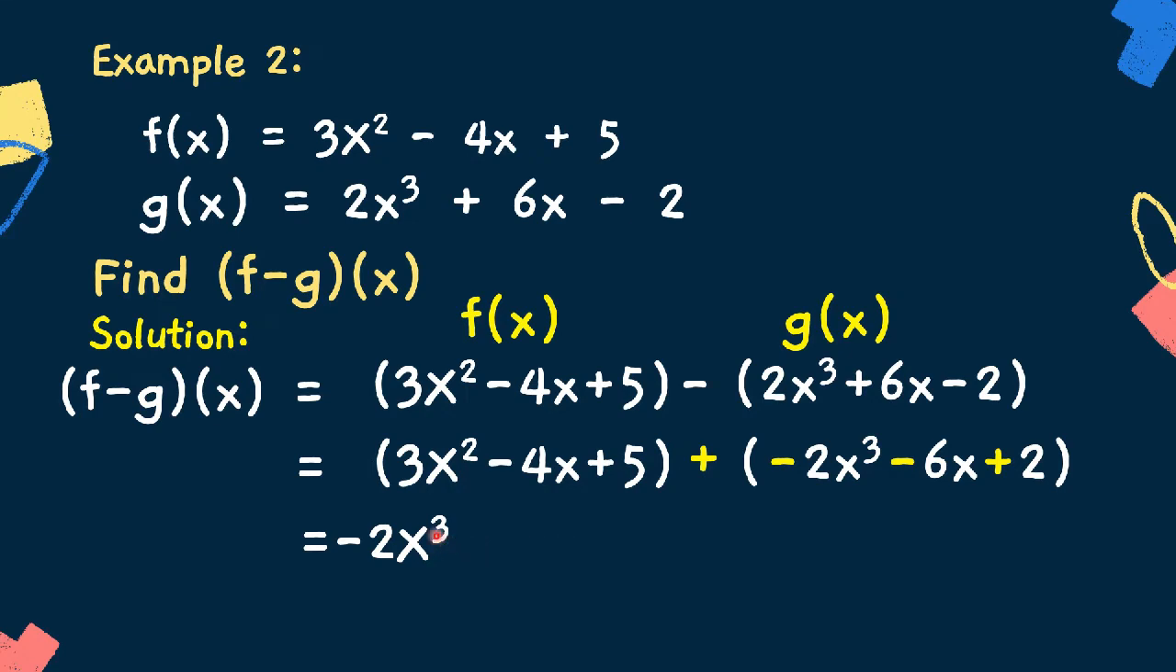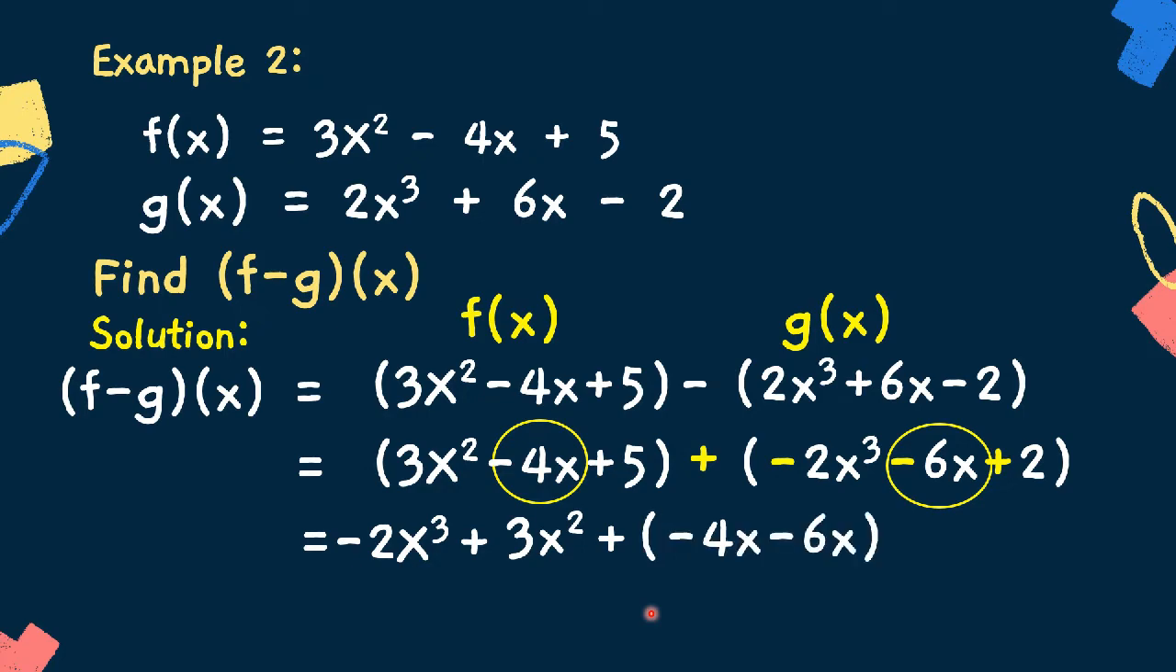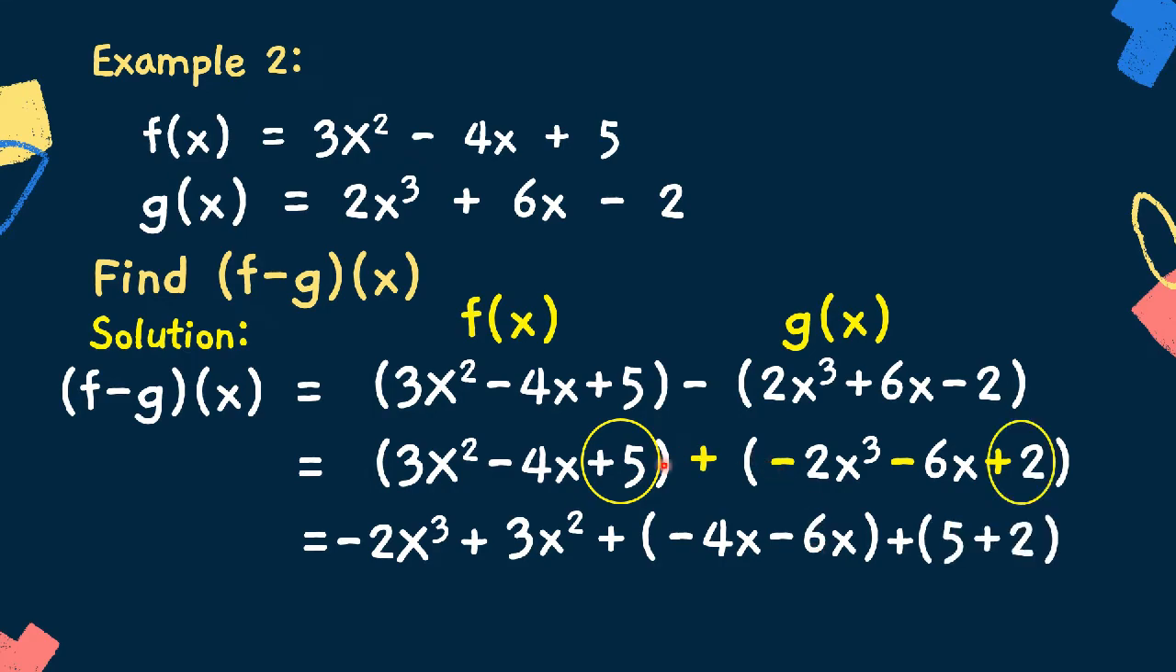Next to x cubed is x squared, 3x squared. Is there any other term with the same variable and exponent of x squared? If there's none, simply copy or put down 3x squared. Next to x squared is the exponent of 1. So here we have negative 4x and negative 6x. So simply write them together. We have negative 4x minus 6x. Next, we have the constants, positive 5 and positive 2. So we simply write them together.